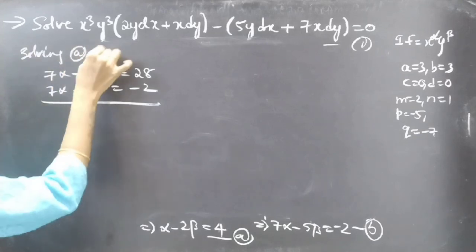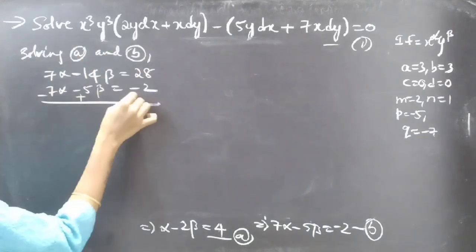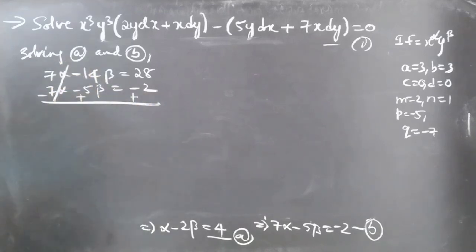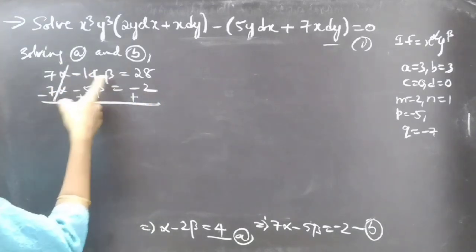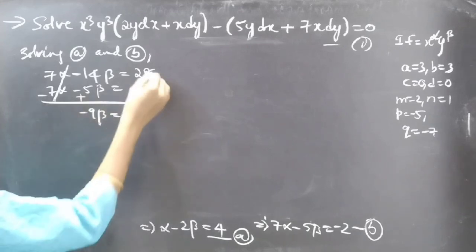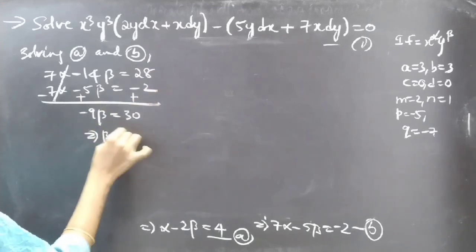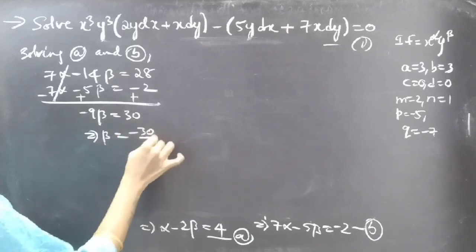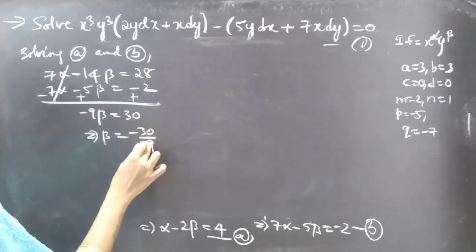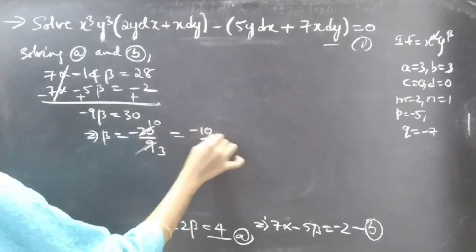Solving equation A and equation B. 7 alpha minus 7 alpha gets cancelled. Minus 14 beta plus 5 beta gives minus 9 beta equal to plus 28 plus 2 gives 30. From this we'll get beta equal to minus 30 by 9, which is minus 10 by 3.